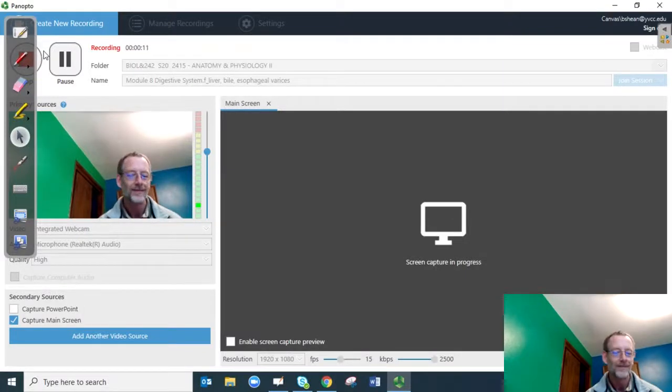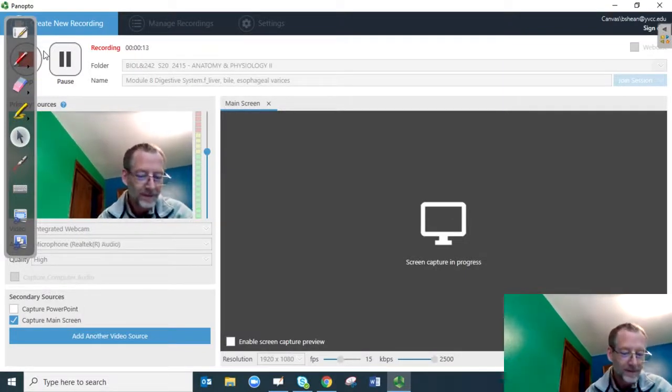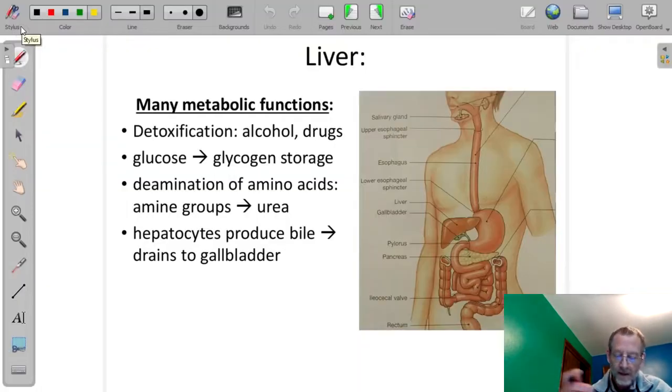Hi again. Let's do the liver. So lots of metabolism occurs in the liver, many metabolic functions. Detoxification of drugs and alcohol occurs in the liver. Glucose, remember, glycogen is stored in the liver.